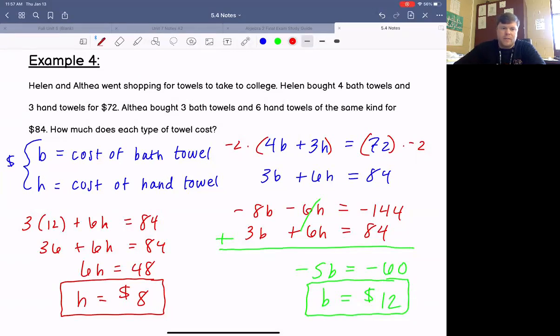Here is my solution. Basically, you're trying to find the cost of the bath towels and the cost of the hand towels. Obviously, the units then are going to be dollars. So when you set up your 2 equations, I found elimination to be the kind of the quickest and easiest method of solving this. Remember, you could use substitution if you really wanted to. I ended up getting $12 for the cost of a bath towel and $8 for the cost of a hand towel.